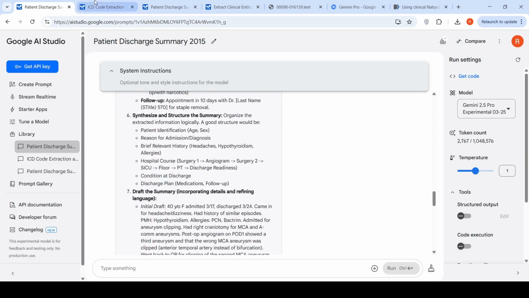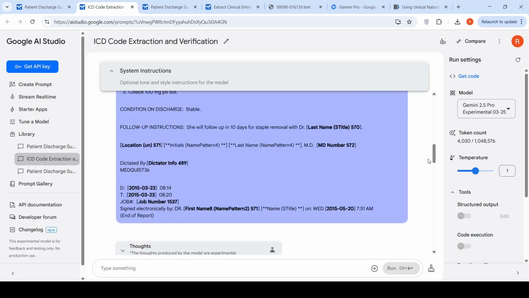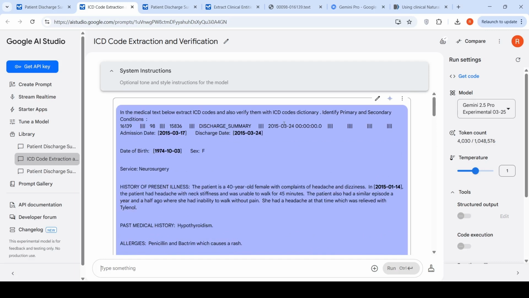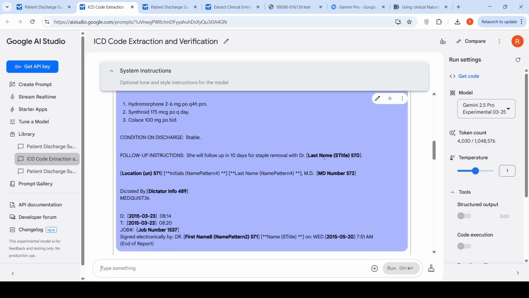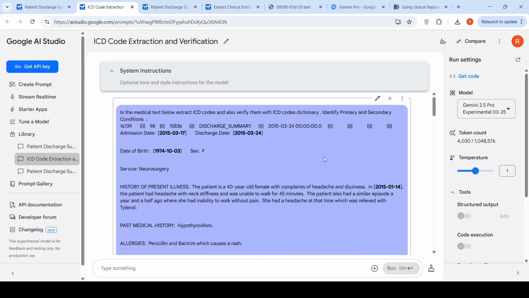Okay. So the next task which I want to show is that you would want to extract the ICD codes and you would want to identify primary and secondary conditions. So this is for post-claim processing, insurance processing, and all those other post-analysis on your data, right?